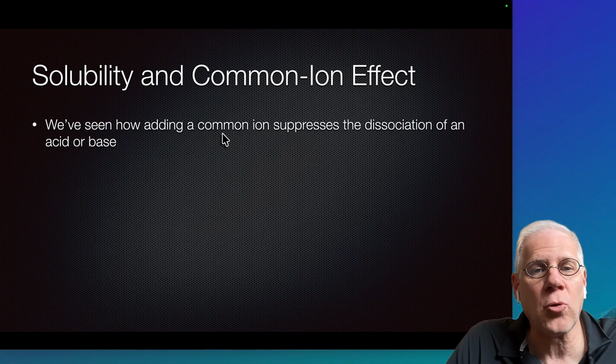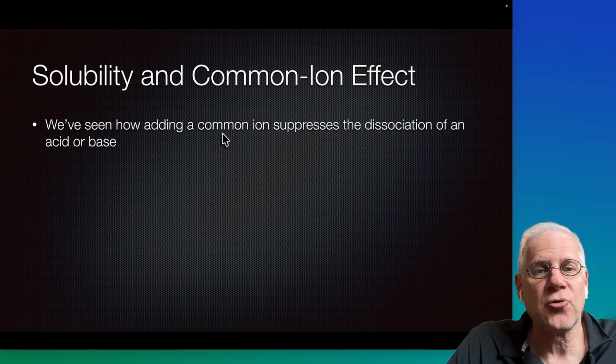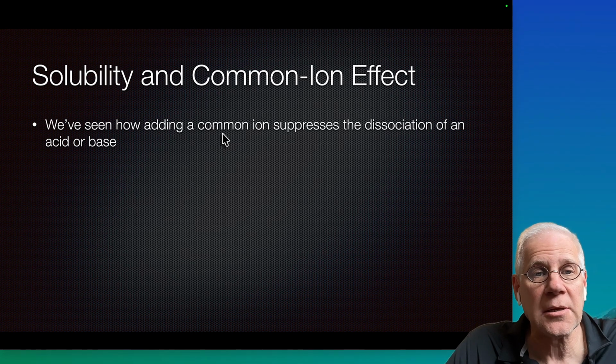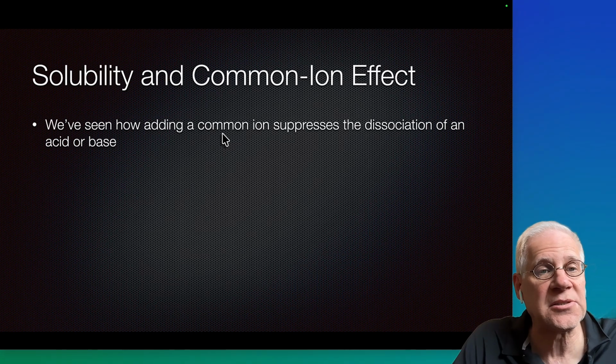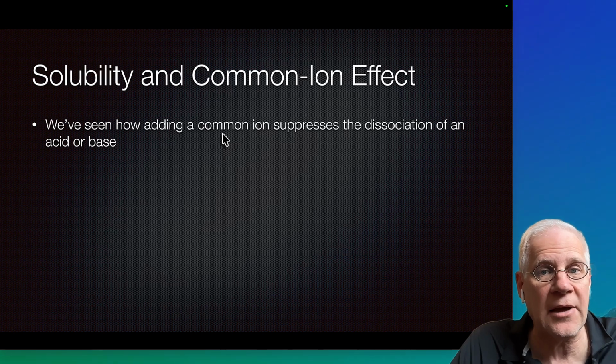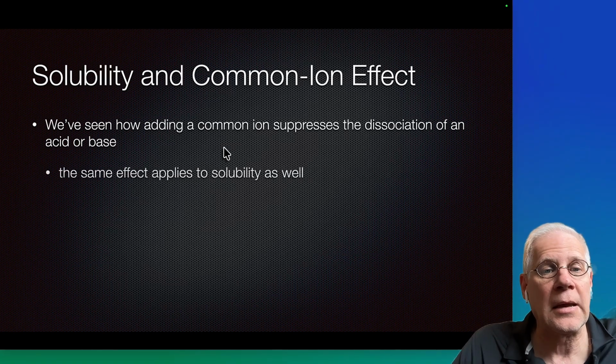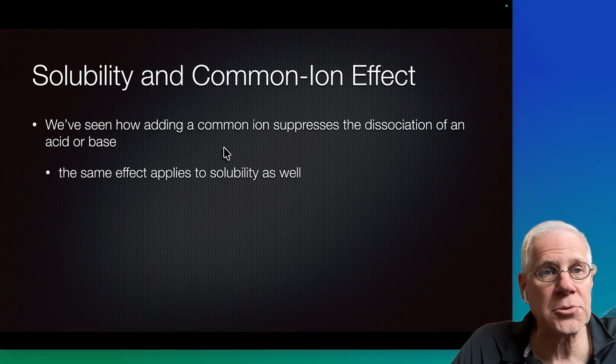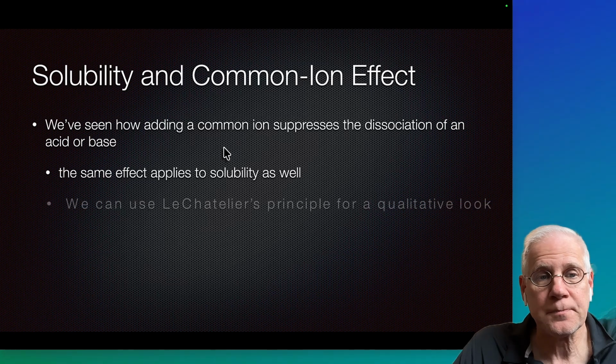So in our previous course, we took a look to see how adding a common ion, specifically a common ion on the product side, can suppress the reaction moving in the forward direction. So if we had an acid or a base and we added something into the product, it would suppress the dissociation of that acid or base. And the same effect applies to solubility also.